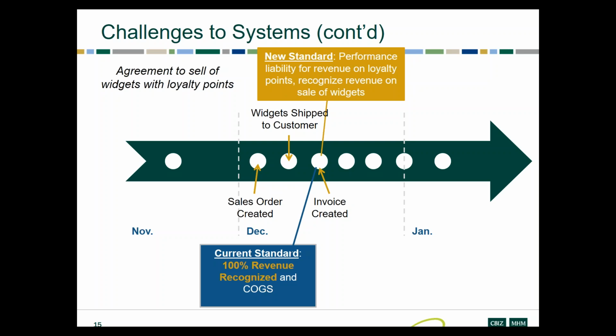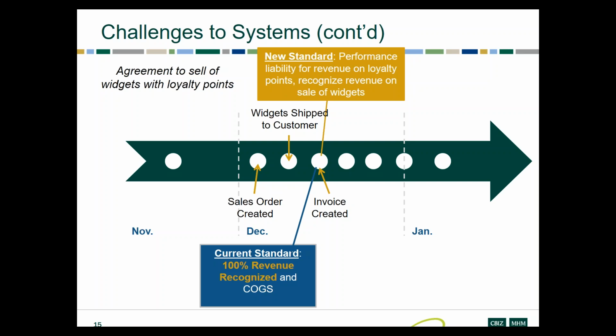So the next step is to calculate the amount of revenue associated with the sale of the widget that should be allocated to the loyalty program. And as I talk about this, you've got to think about, how is this going to work in my systems? How am I going to track it? How am I going to calculate it?